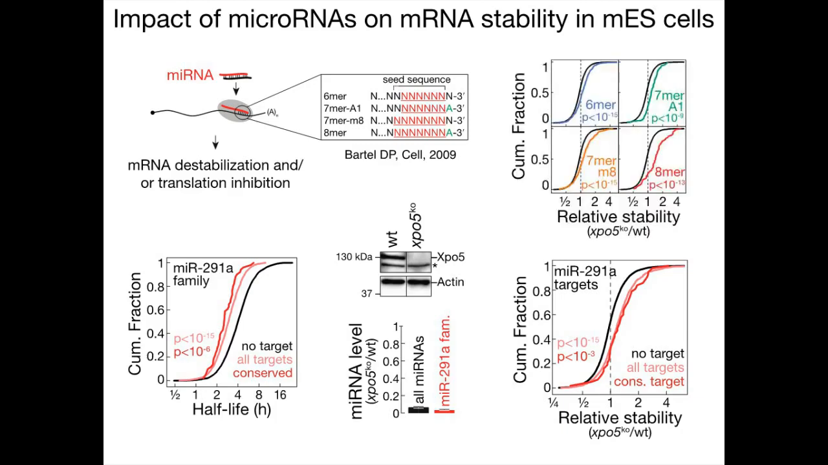While each site type responded to exportin 5 depletion with a significant increase in mRNA stability, relative to untargeted transcripts, 6-mer sites clearly showed the weakest effect, followed by the two 7-mer site types, and 8-mer sites showed the strongest de-repression, confirming that classification of microRNA site types translates into the biological efficacy of microRNAs. And it highlights the accuracy at which SLAM-seq protocols enable us to measure even minute differences in mRNA stability.